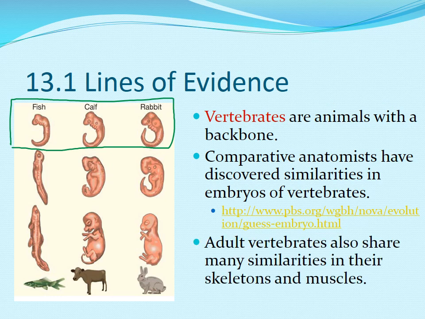We're going to be playing this game in class. That's kind of fun. So if you're not in class, you may want to take a look at that because it's an interesting little guess-the-embryo game. Adult vertebrates also share many similarities in their skeletons and in their muscles, and you saw some of that in the homologous structures we were just looking at.